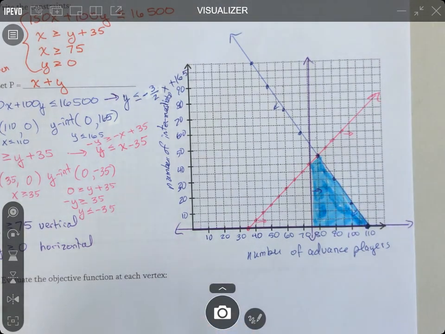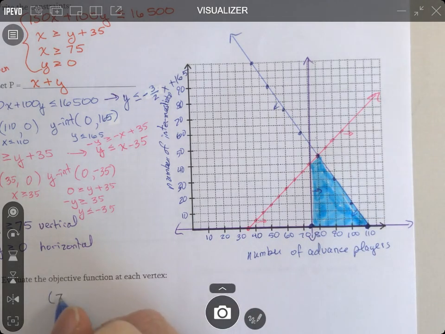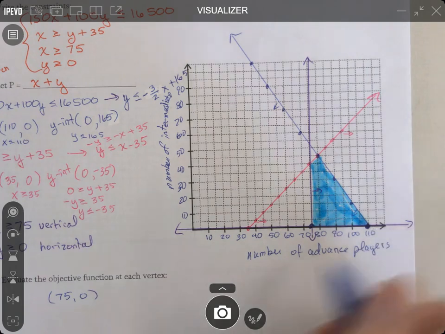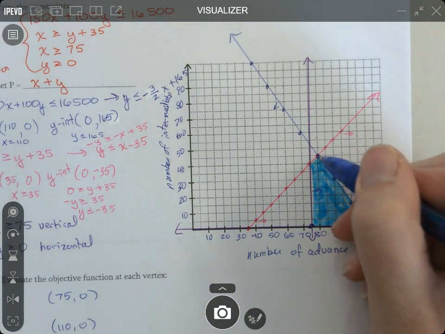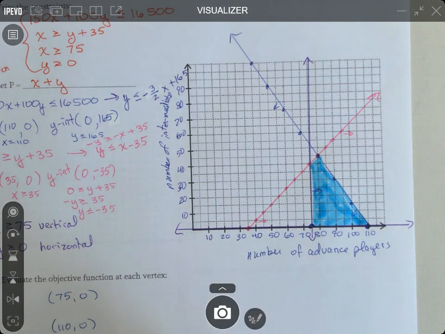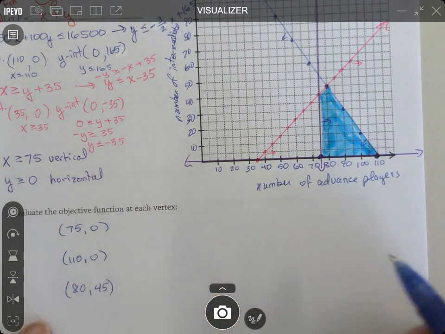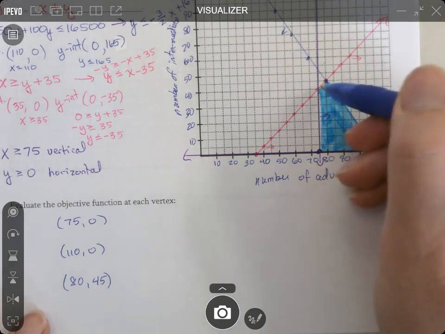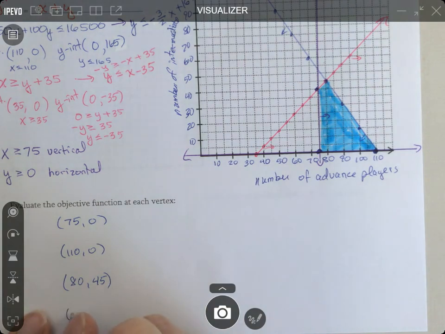Okay, now, I know this is pretty tedious. What are my vertices? And let's move on. So vertices, here's one here at 75, 0. Then I have another one, I'm going to leave some room here, at 110, 0. Then I've got this intersection that worked out really nice at 80, 45. And then you had alluded to this back there. The other intersection is right here, and it's at 75, 40. So do you see how that came together, what you were looking at earlier?